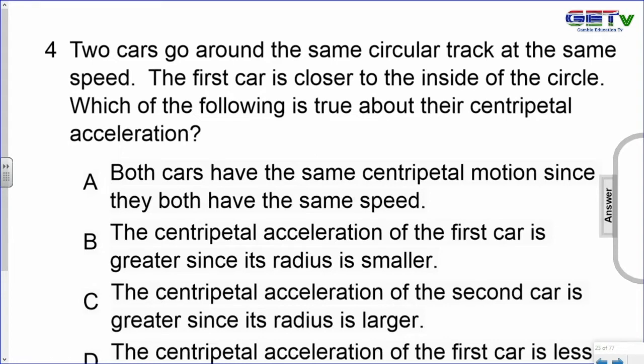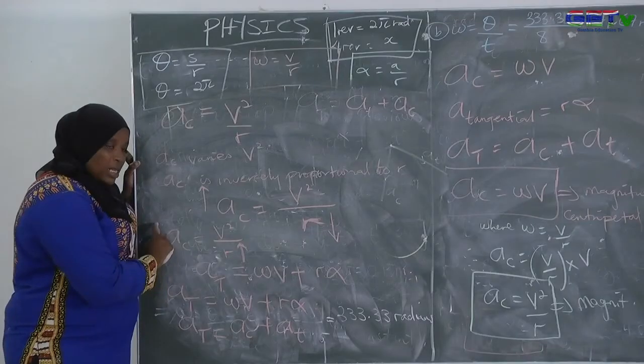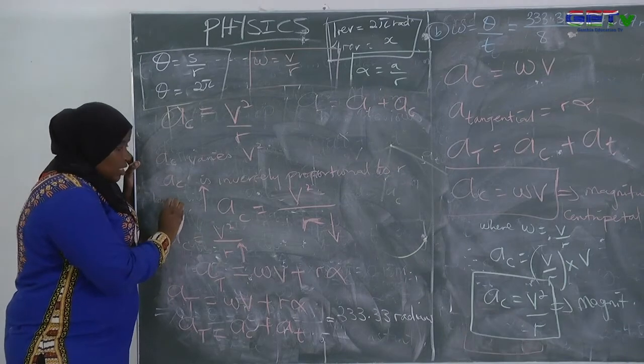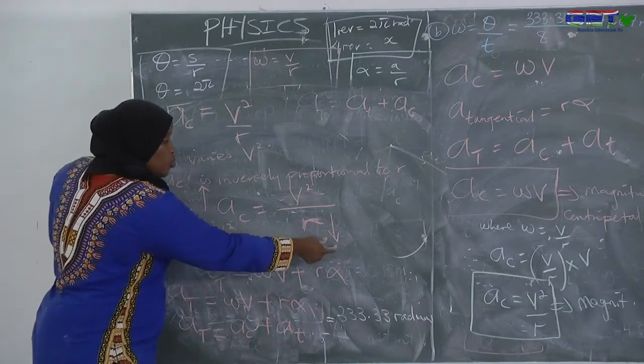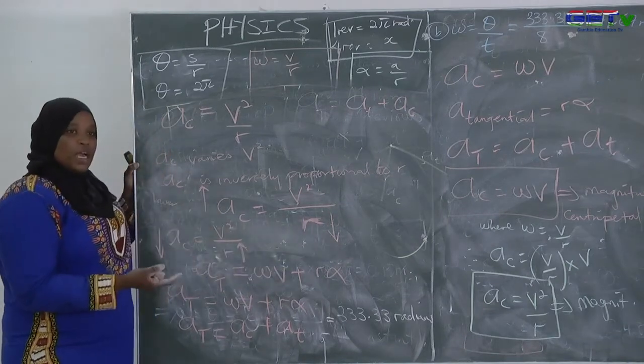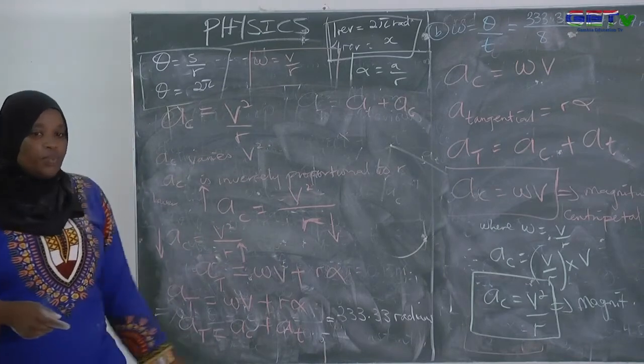Then letter B says the centripetal acceleration of the first car is greater since its radius is smaller. Well, you can choose that if you want, but use the mathematics, the reasoning behind it. If the radius is high, what will happen to the acceleration? It should be lower, isn't it? But if the radius is smaller, then the acceleration must be bigger. Just use that concept and answer this problem.